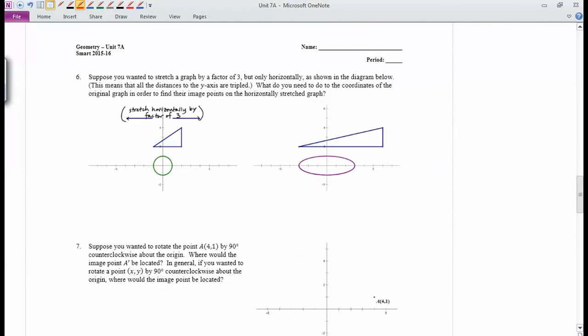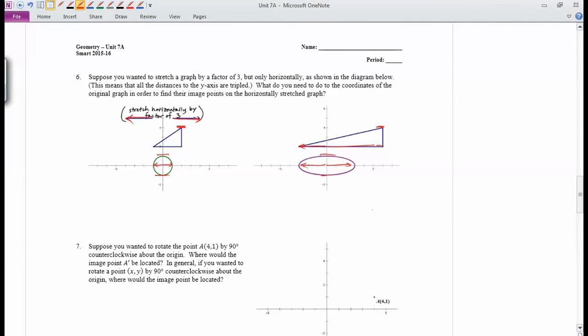So in 6, we want to stretch a graph again, but this time we don't want to stretch it in all directions. We just want to stretch it horizontally. Okay, so if you want to stretch something horizontally, and in this case we're stretching it so that it's 3 times as far away, 3 times as long, right? So instead of 1 unit out on this circle, it's 3 units out on the circle. But notice the heights stayed the same. This height to here, that stayed the same. And this triangle's height right here, that didn't change. Those are the same height right there.